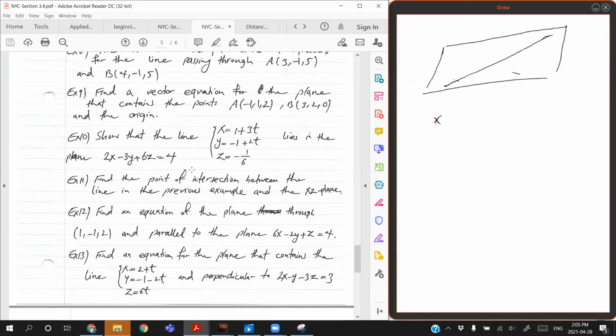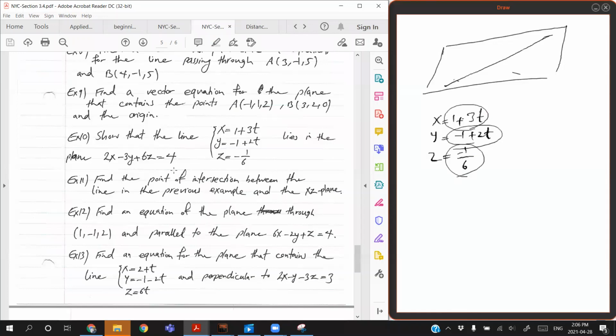You have x is 1 plus 3t. You have y is negative 1 plus 2t. You have z is negative 1 over 6. So you just plug in this for x, you plug in this for y, and you plug in this for z in the plane, and you see whether you get 4 on the other side. If you get 4 on the other side, it means that every point in the line satisfies the equation of the plane. That makes the line to be in the plane. That's one way of doing it.